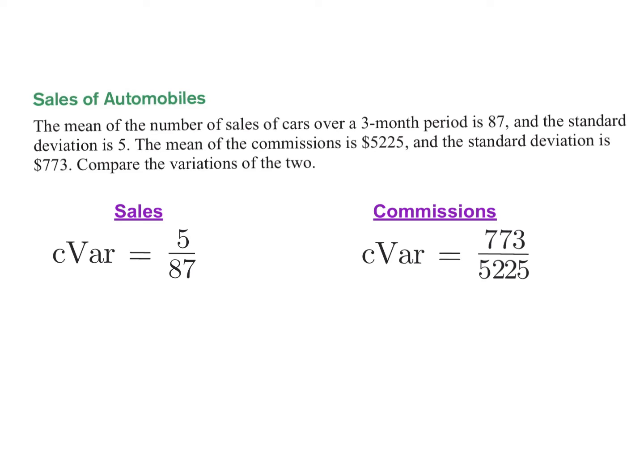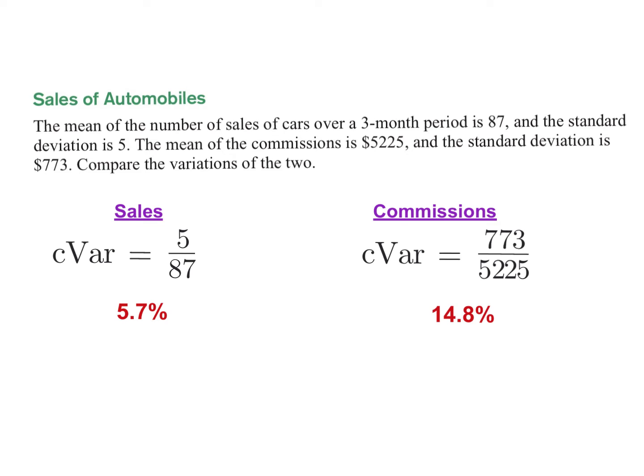What do we round to? Which place? What's the data in? These are all whole numbers. So when we round, we always round to one place beyond the data. Since these numbers are all whole numbers, I have to go one decimal place more than that. So I should round to the tenths place for both. What is the percent over here? 5.7. What is the percent over here? 14.8.